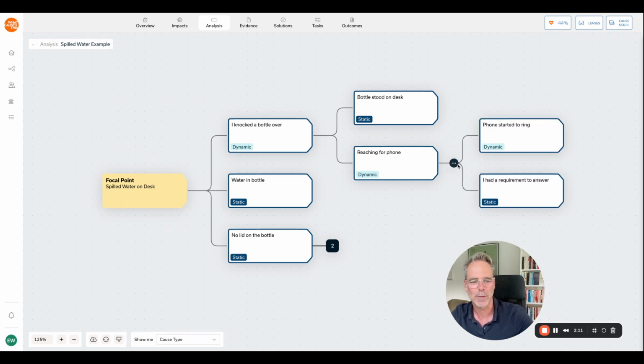Why was I reaching for the phone? Well, that can be explained by the fact that the phone started to ring, which is a dynamic cause, and of course that I had a requirement to answer the phone. That's a static cause, that's another condition.